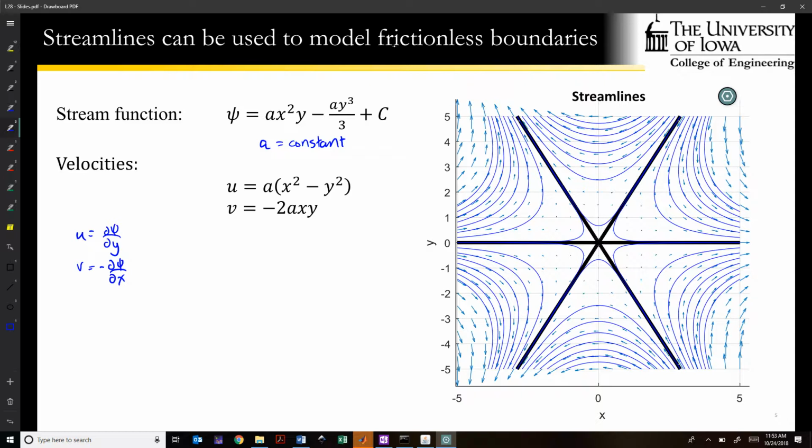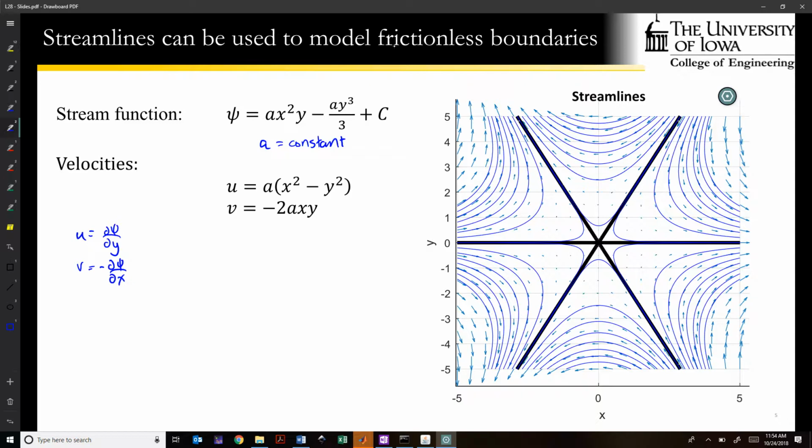So one of the nice things about this, and this is something that I like to point out, is can flow cross a streamline in 2D? No, that's the definition of a streamline, is that flow is always along it. So you can never have flow moving across it, which means that a streamline can behave as if it's basically a virtual wall or a boundary. And so one trick that people have been doing for about 150 years now is to create a stream function that creates streamlines that look like something that they want to model.